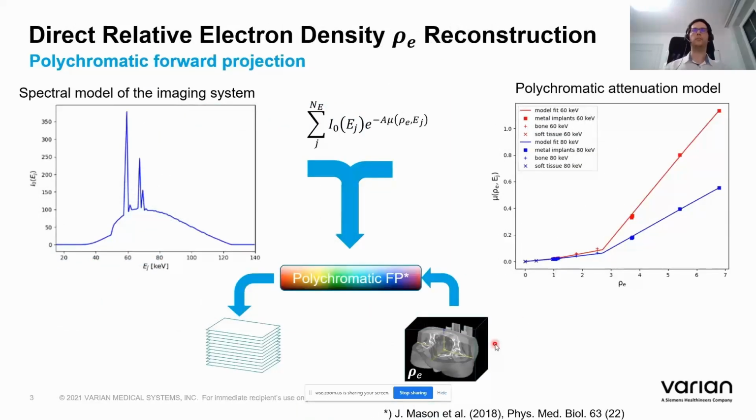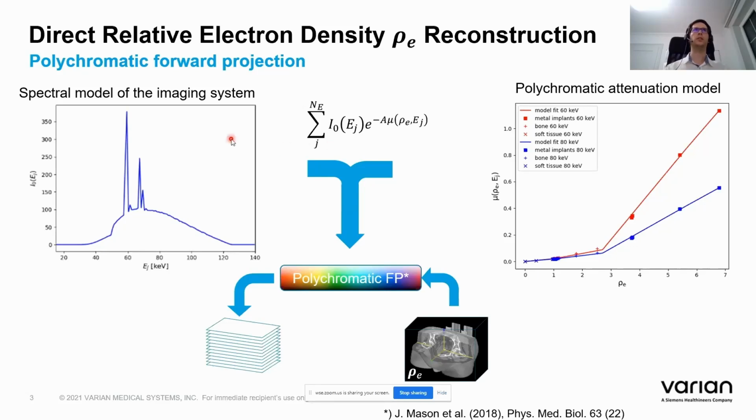As described by Mason et al., the polychromatic forward projection maps a relative electron density volume into projected intensities recorded by the detector. To carry out this mapping, we need two pieces of information. One input we use is a spectral model of the imaging system, and the other one is a model that links the relative electron density to polychromatic attenuation of the imaged object.